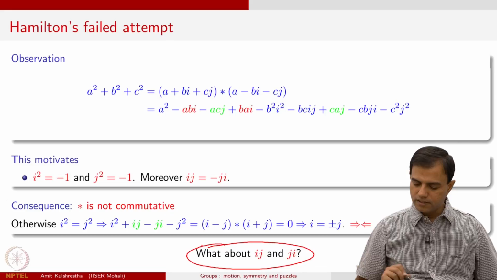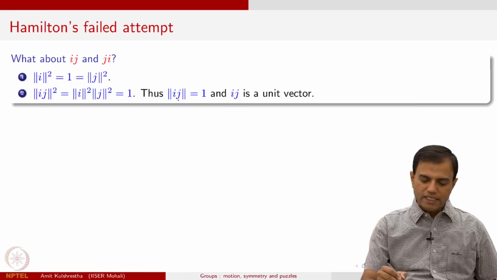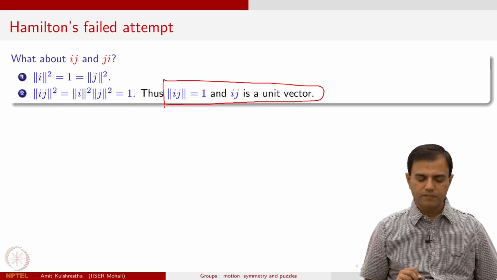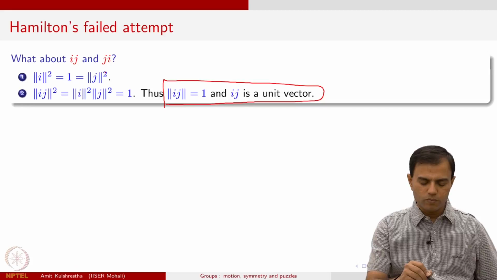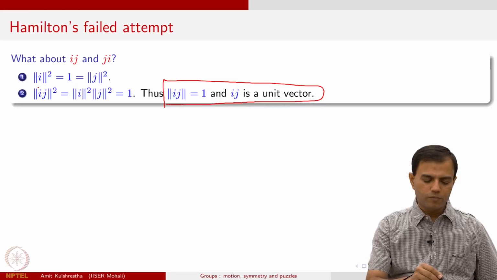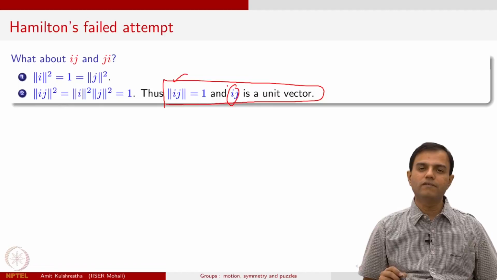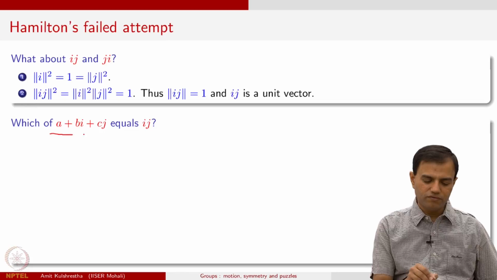So the question remains, what is ij and what is ji? We can easily conclude that ij is a unit vector. Why is that? Because norm of i is 1, so is norm of j, and norm of ij square is the product of individual norms, which is 1, and therefore norm of ij is 1. Norm of ij cannot be minus 1 because norm is always positive. So ij is certainly a unit vector, but the point is to find what choice of unit vector will serve our purpose. So which of the vectors is equal to ij?